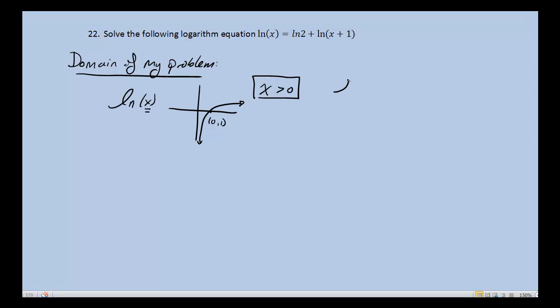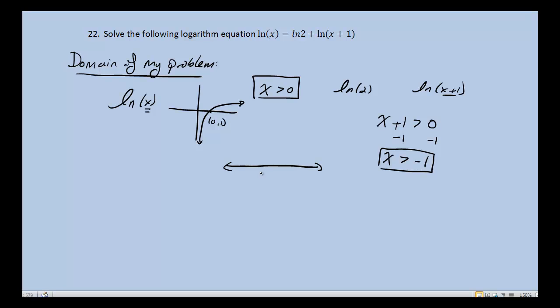If we have ln of 2, we don't have any domain issue here because this is just a constant and 2 is positive, so it doesn't violate the constraint of a log. Then we have ln of x plus 1, which falls under the same constraint as ln of x. We know that x plus 1 must always be greater than 0. It cannot be negative. If we solve this, we know that x must be greater than negative 1. So notice here we get two different domain constraints.